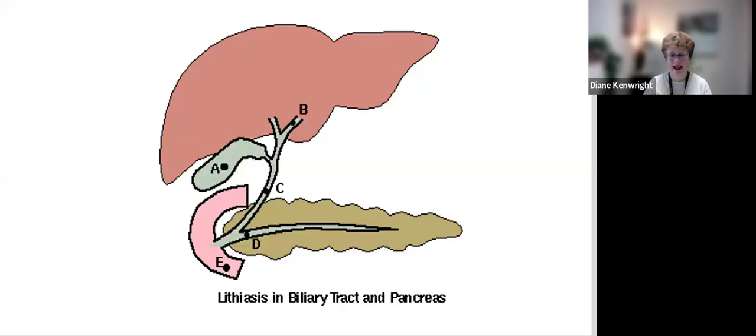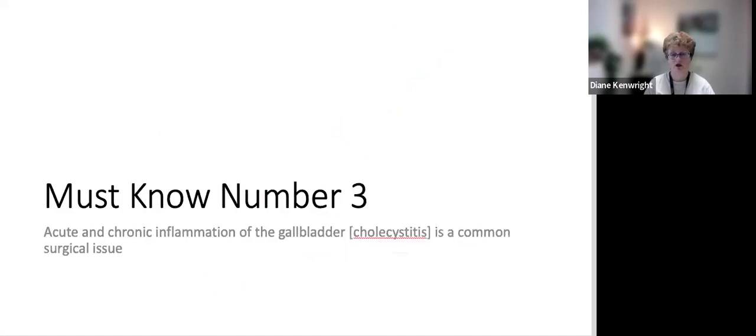So if they're in A, they can cause gallbladder cancer. If they're in B, they can cause ascending cholangitis. C would be jaundice and biliary colic. D would be pancreatitis, and E would be gallstone ileus. Let's move on to must know number 3.